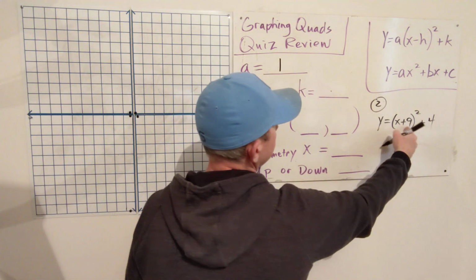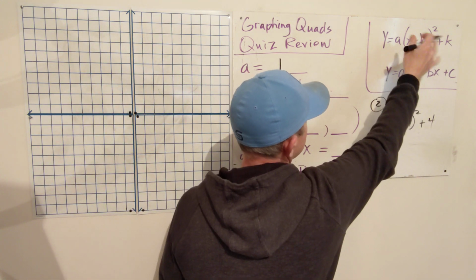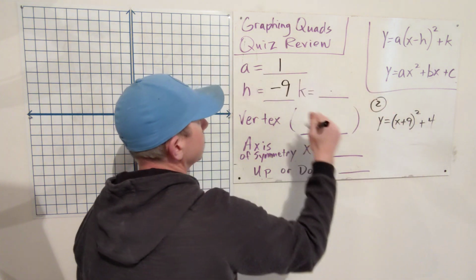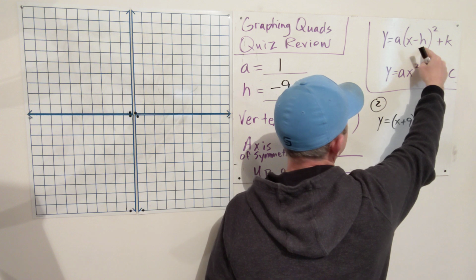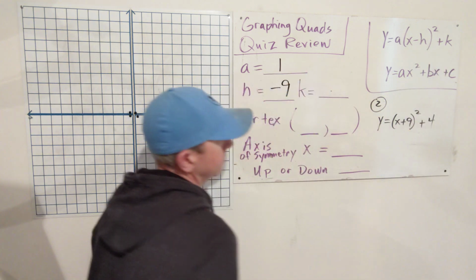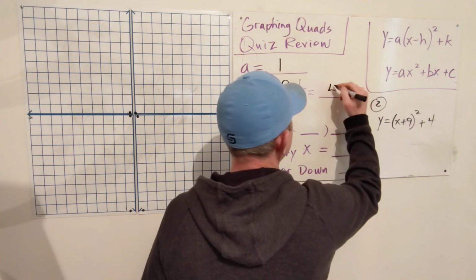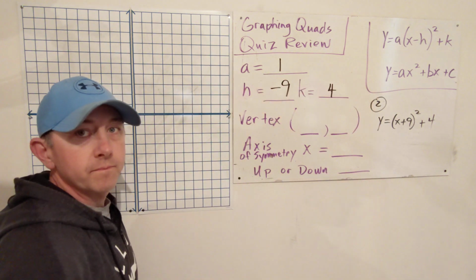The h value is going to be the opposite of this sign because of the formula, so you're going to change this to a -9 right here, because it would be x minus a -9, and minus the negative turns to plus. So that's -9. Then the k value is the one that stays the same, so it is a 4.